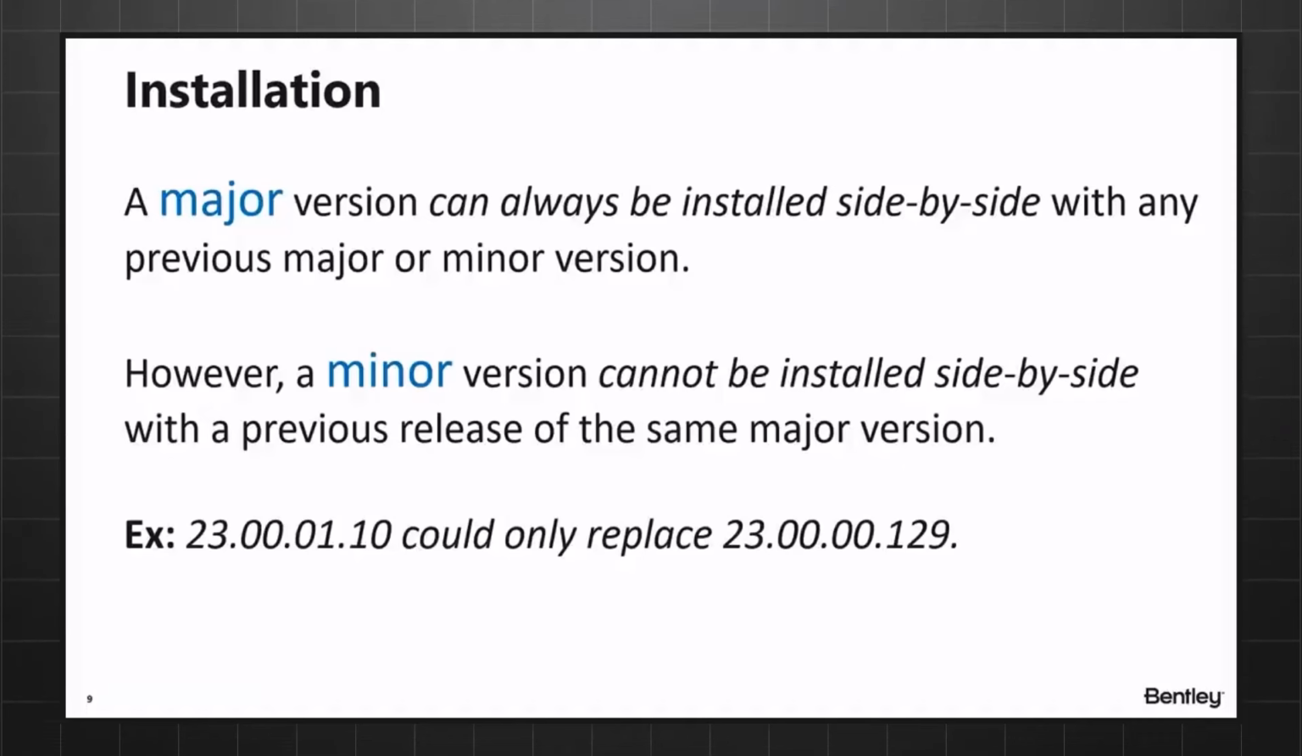So, for example, the hypothetical that we used earlier where we had the commercial release, the 23.00.00.129, if we came out with an update, a minor release, then you could not install that minor release side by side. It only replaces or updates its previous major release. So hopefully that answers a few questions about branding and versioning, and just wanted to lay some groundwork there before we get into the other topics.